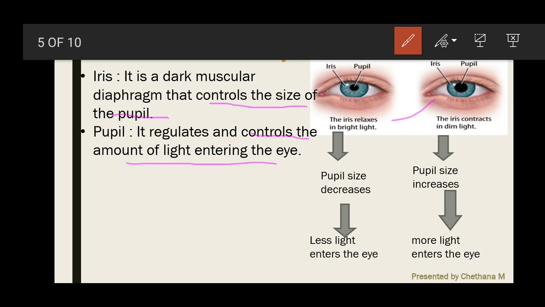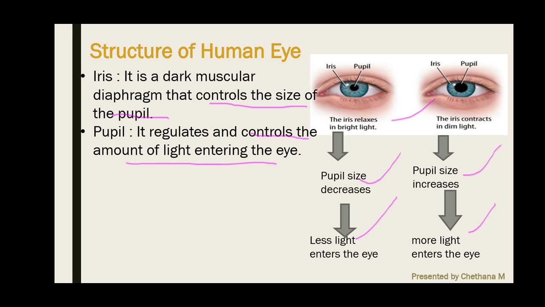For example, when you go to a bright place, the iris decreases the size of the pupil so that less light enters into the eye. But when you go to a dark place, the iris increases the size of the pupil so that more light enters into the eye. So when you go from a bright place to a dark place, what happens? You feel a little blur for a second, right? Have you observed? The iris takes time to adjust itself.